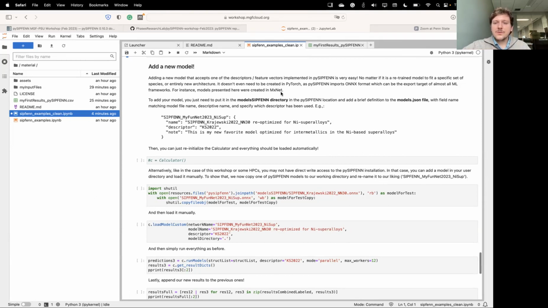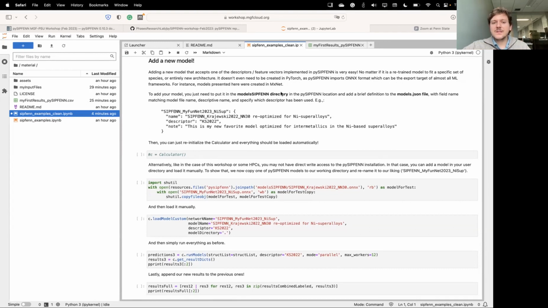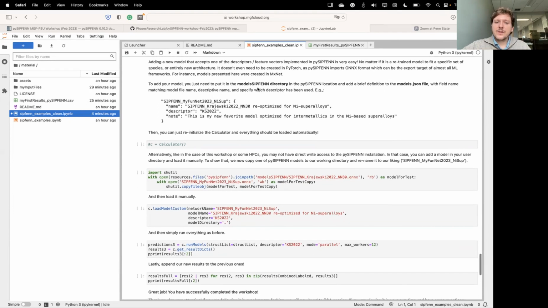the community. To add your model, if you have write access to the PySIPFENN directory, so you have it installed on your local machine, you can just go to that directory, and within the models PySIPFENN directory in PySIPFENN, you can find the models.json file and put your own model into that JSON file, like that. My PySIPFENN MyFunNet 2023, let's say, nickel superalloys, and explain what it is. It's a neural network 30 re-optimized for nickel superalloys, because that's what you created your data set for, and what descriptor it uses, and the notes that are going to be there just so other people can know, or you can have your notes there for future reference.